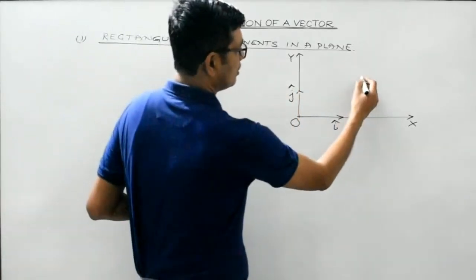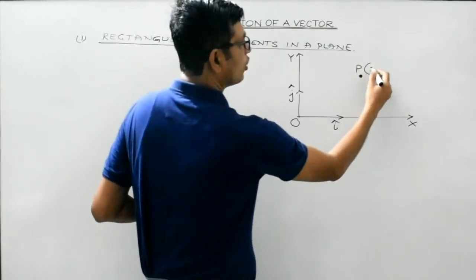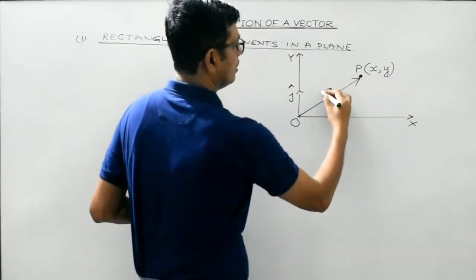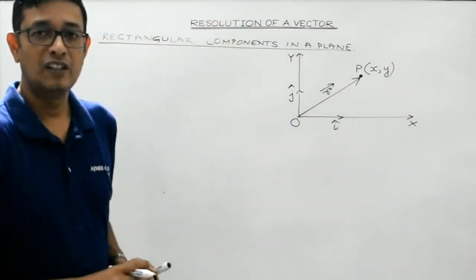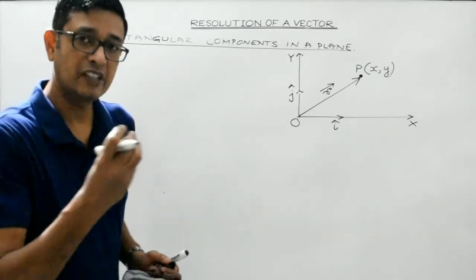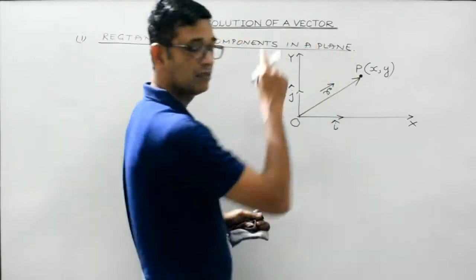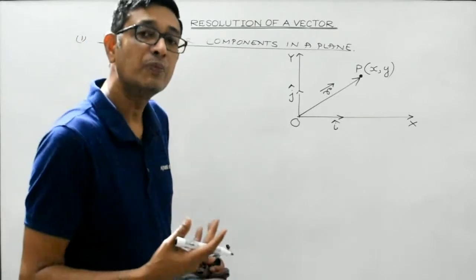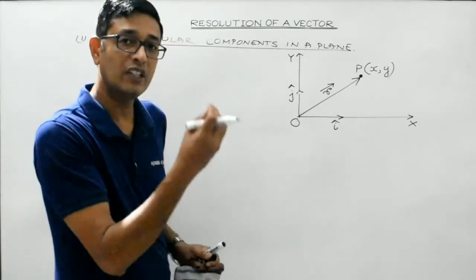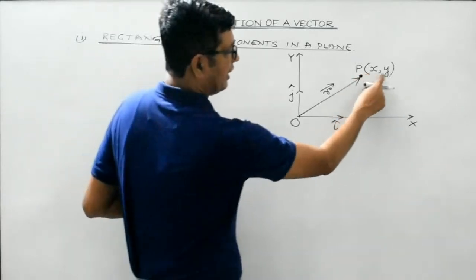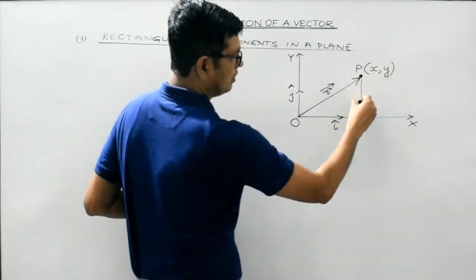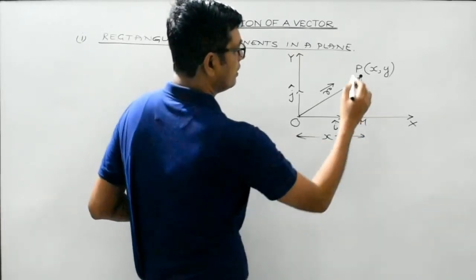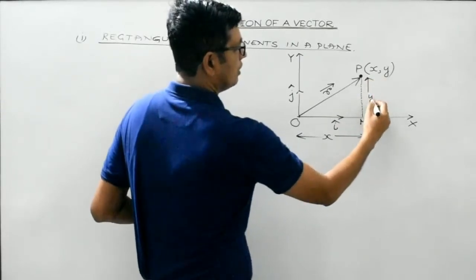Suppose this is any point P having coordinates x and y, and this is the position vector, r vector. We are aware a position vector is a vector whose tail remains fixed at the origin and its arrowhead coincides with the instantaneous position of the particle. Position vector represents the position of a particle with respect to the origin, right? Suppose its coordinates are x and y. So if you drop a perpendicular over here, suppose this is M, this would be x and this distance would be y. Isn't it? We are aware of it.